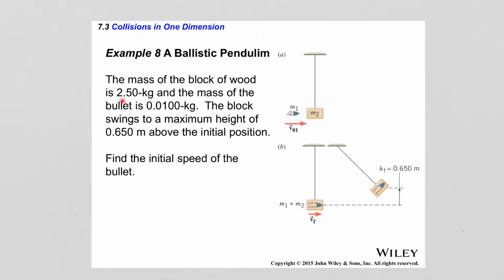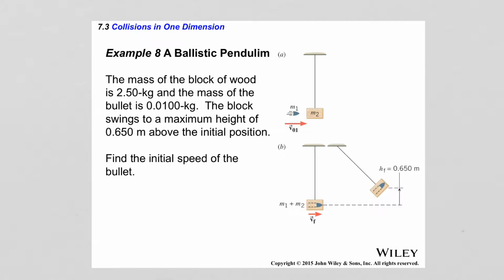So here we have a 2.5 kilogram wooden block, and a 0.01 kilogram bullet was shot into it with some initial velocity v01. The bullet is now stuck in the block, and so the block-bullet system with the combined mass of the two is swinging up in the air from its starting horizontal position, and it reaches some height above the starting position. The question is, what's the initial velocity of the bullet?